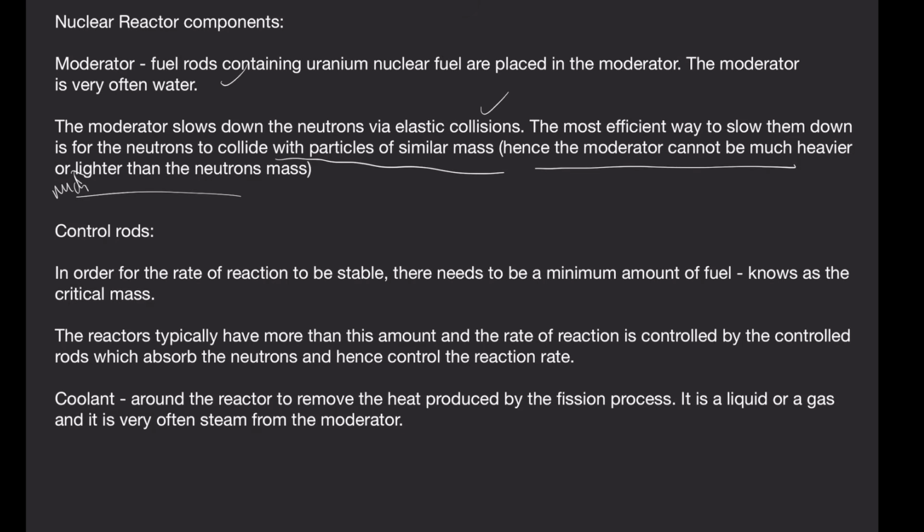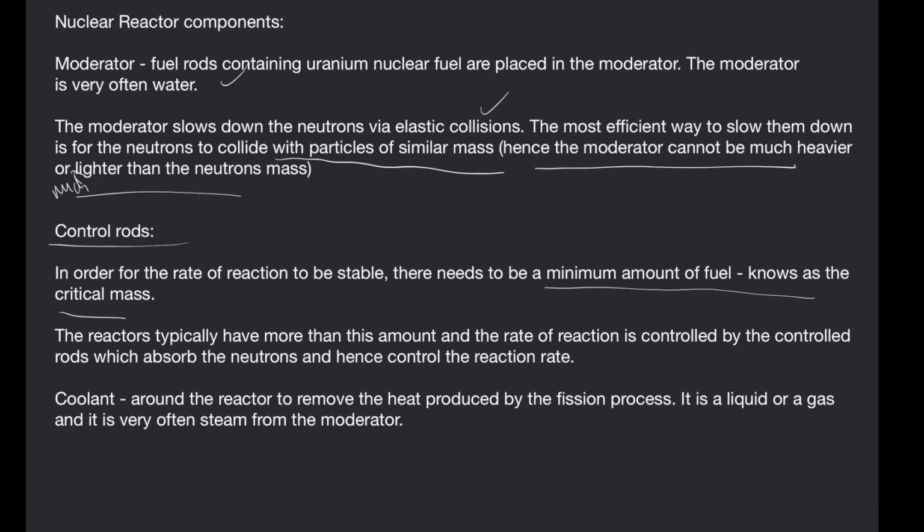In terms of the control rods, well, we're going to need to control the reaction. In order for the rate of reaction to be stable, you need a minimum amount of fuel, and this is known as the critical mass. At the critical mass, there's a steady rate of essentially production of energy. The reactors tend to have more than this amount, but then you can control the rate of reaction by lowering down control rods which absorb the neutrons.